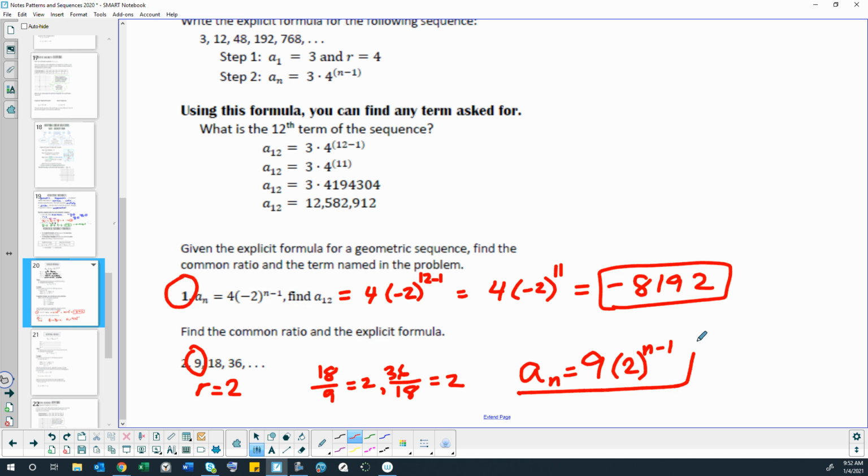So look, the formula we just wrote, all we had to have was the first term and the common ratio. And look at the formula we just worked with in the previous problem. Look at how it looks the same. It has an a sub n, it has an n minus 1, it has a number in front, it has a number in parentheses. It's just that the numbers are different. Otherwise, it's kind of the same exact setup, right? Okay, that's all we're going to do with geometric sequences today.